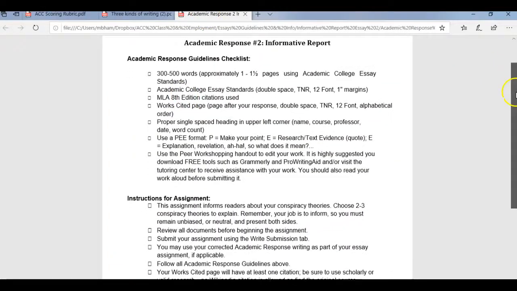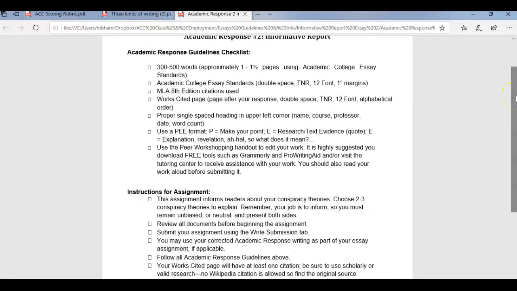This is the short piece, so 300 to 500 words. Academic College Essay Standards, double space, Times New Roman, 12 font, 1-inch margins. 8th edition citations, works cited page. Single space your heading in the upper left corner. And again, for the shorter piece, we don't necessarily have that text evidence in there. If you don't want to use that at the moment, that's fine. Then for the longer piece, we'll come back and use that PEE format. But you might do your summaries or paraphrases here if you wanted to, or not.